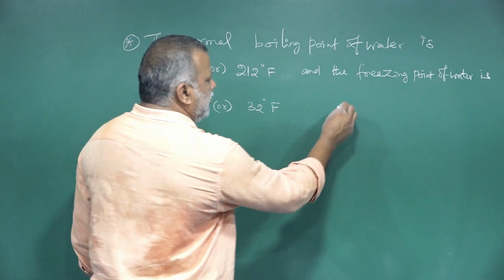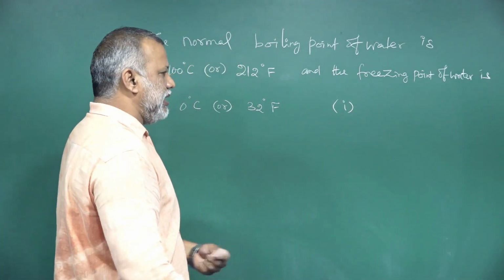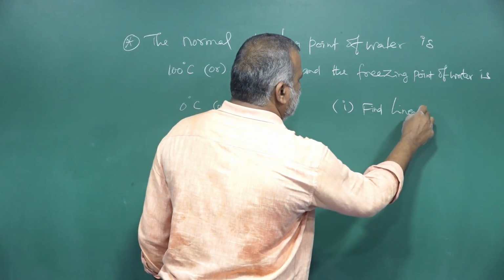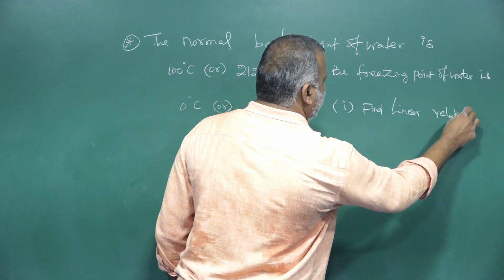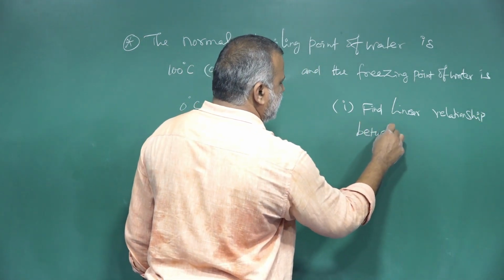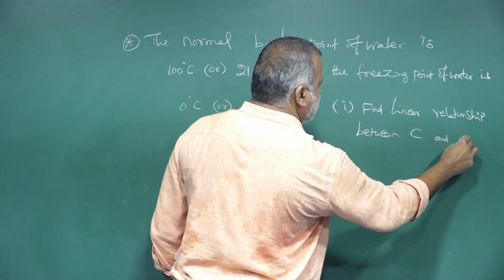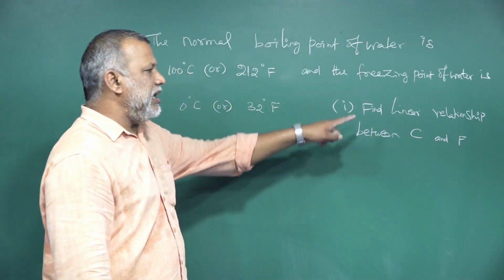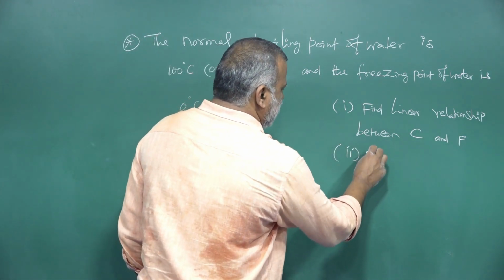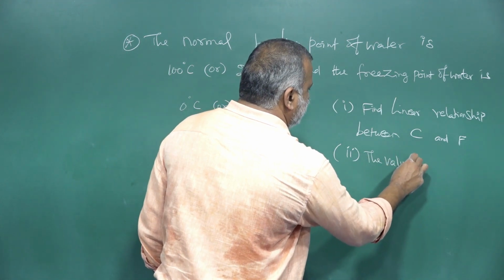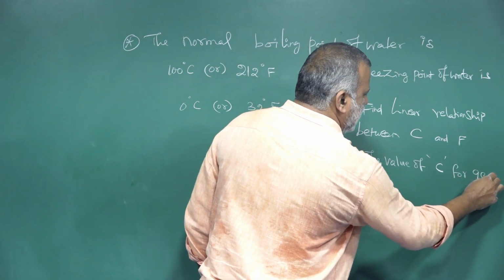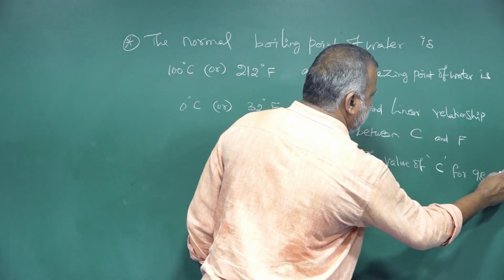From this concept, we need to find three results. Find the linear relationship between C and F. This is question number 1. Then question number 2, the value of C for 98.6 degrees Fahrenheit.